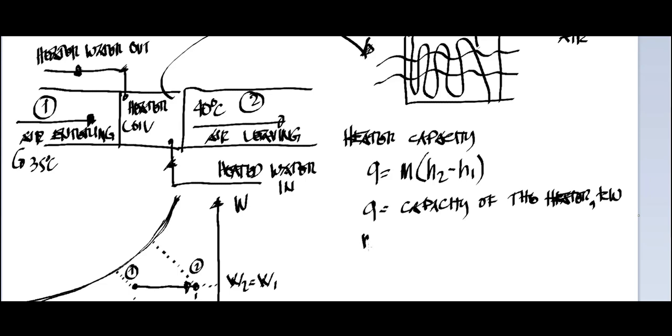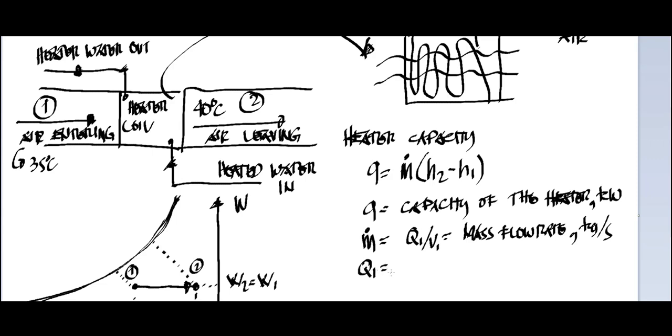Then we have your mass flow rate. So that is equal to the volume flow rate divided by the specific volume 1. This will be your mass flow rate, and that will be in kilograms per second.